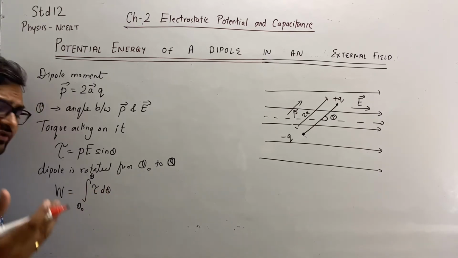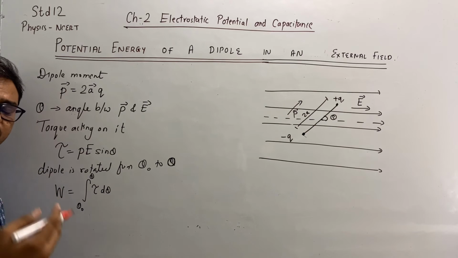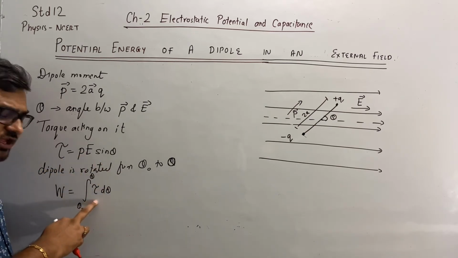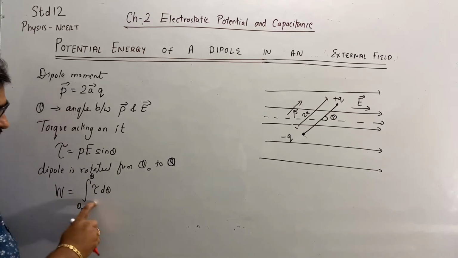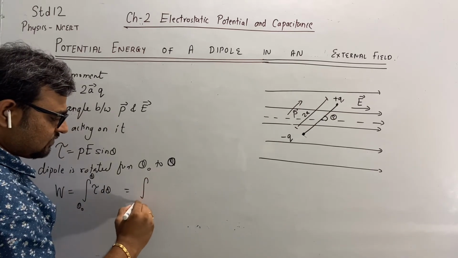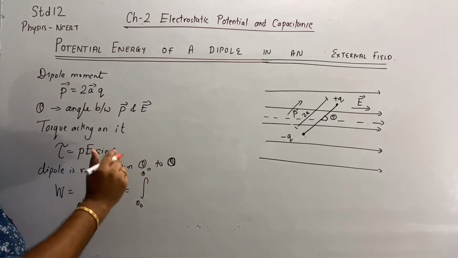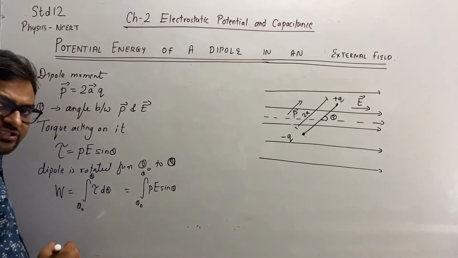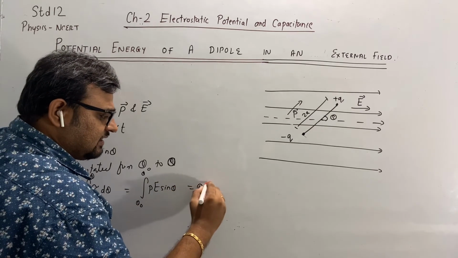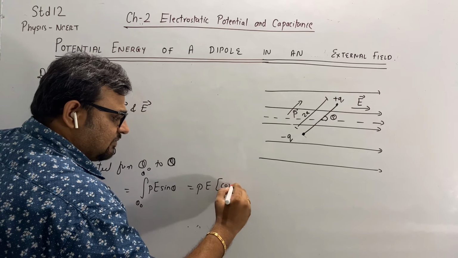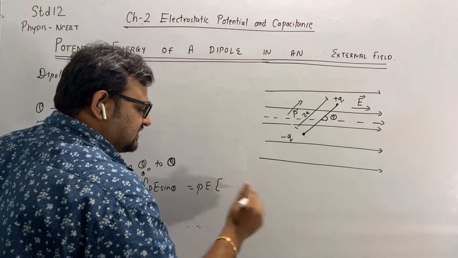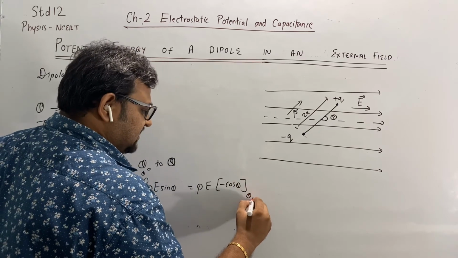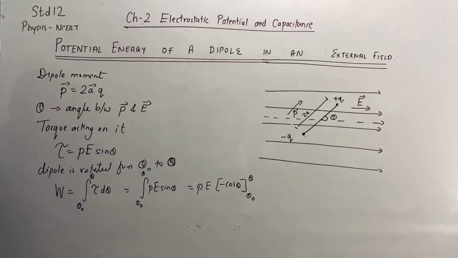Just imagine in linear motion, W equal to F into d, force into displacement. So here it is torque into angular displacement. Now what is torque? That is equal to PE sine theta. P is constant, E is constant. So the integration of sine theta will be minus cos theta. Integration of sine theta is minus cos theta, from theta 0 to theta. Clear?